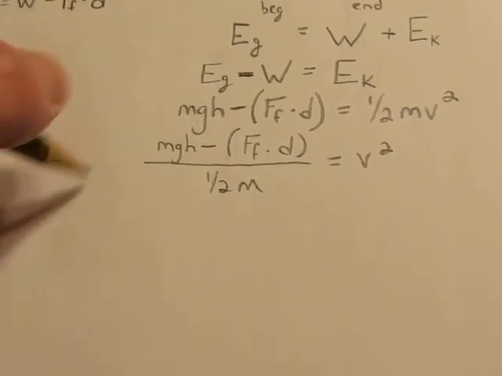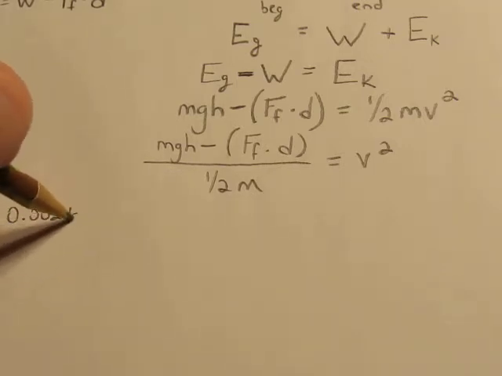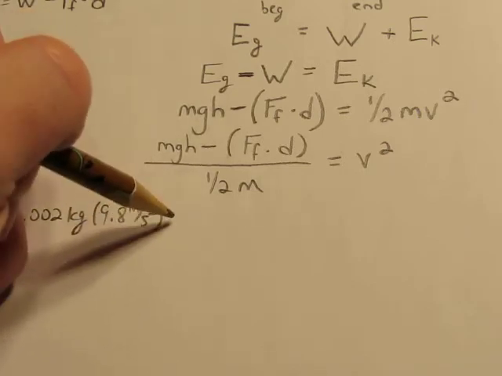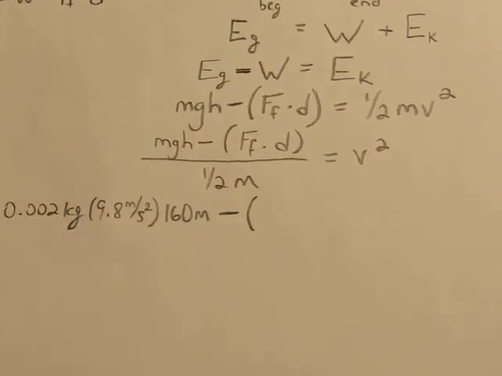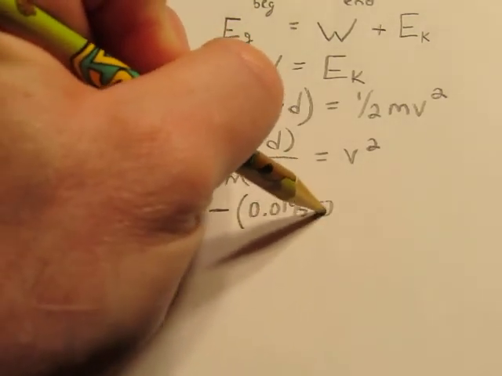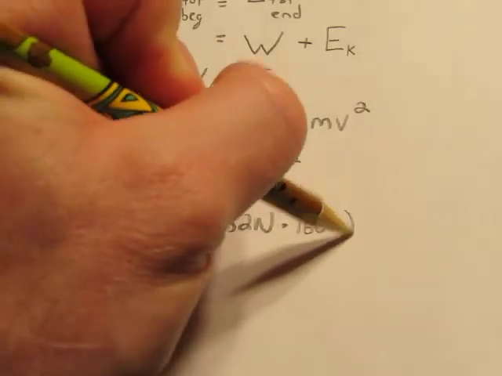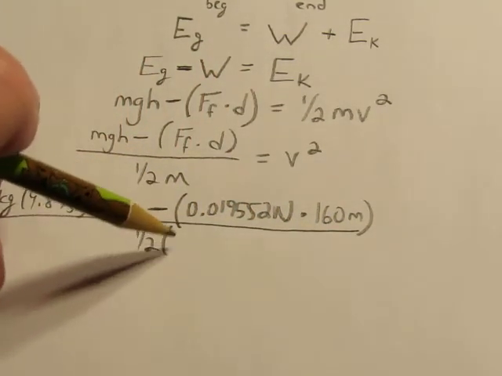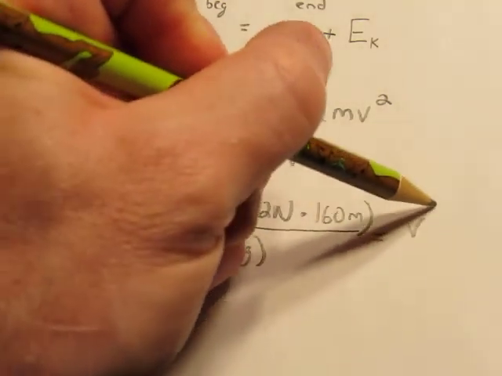So what do we got? The mass of the penny is 2 grams, which is 0.002 kilograms. Gravity is 9.8. The initial height was 160. The force of friction, a very specific value in this question, 0.019552 newtons. And that happens over a distance of 160 meters. And then we divide by 1/2 m. M is still the penny, 0.002 kilograms. Okay, so work all that out and you'll get the answer.